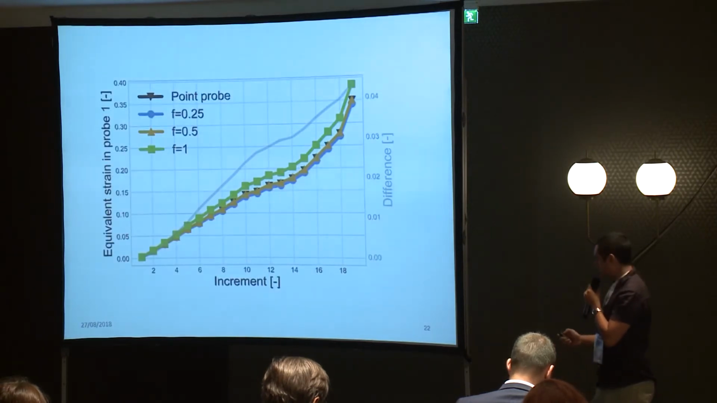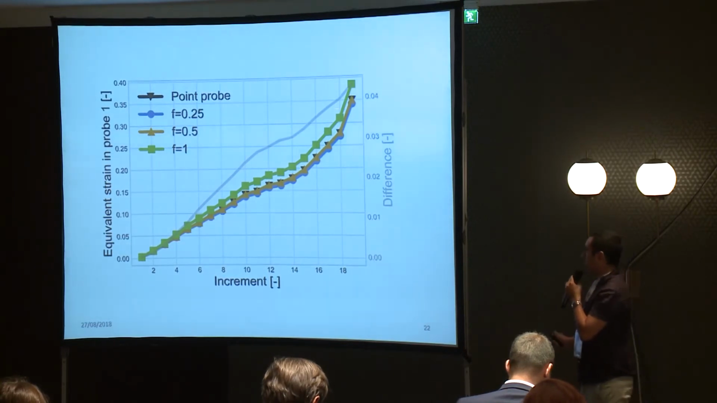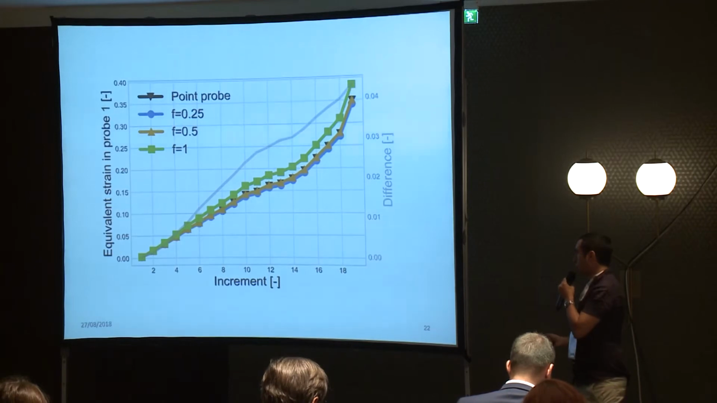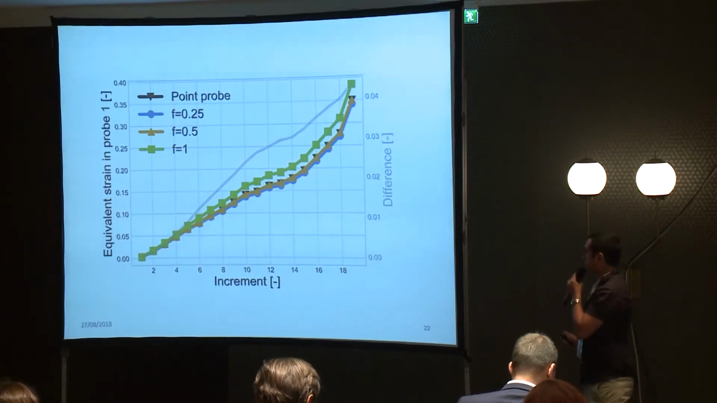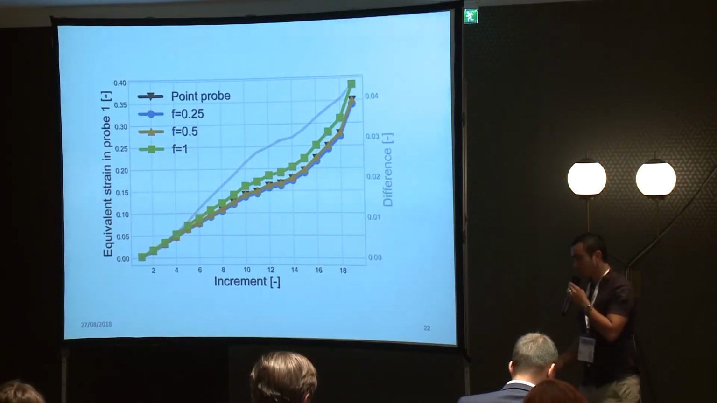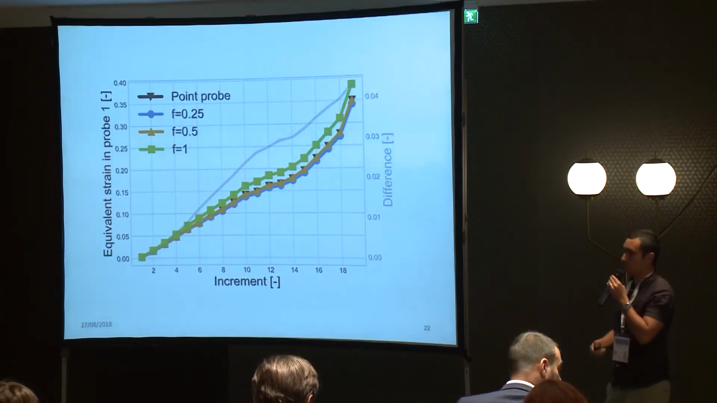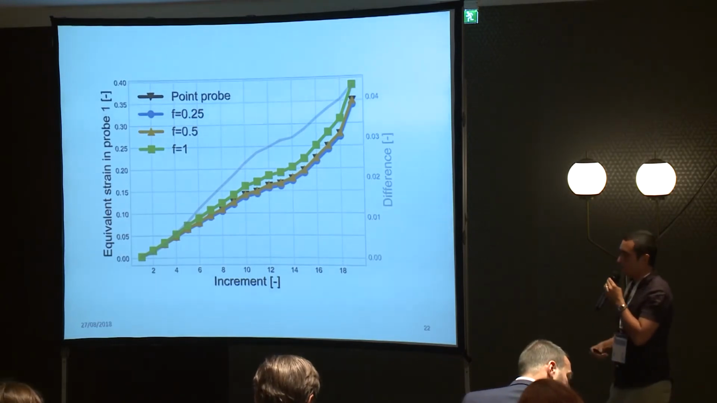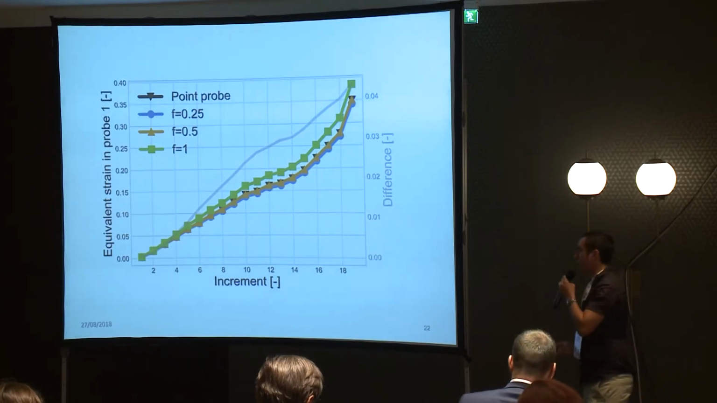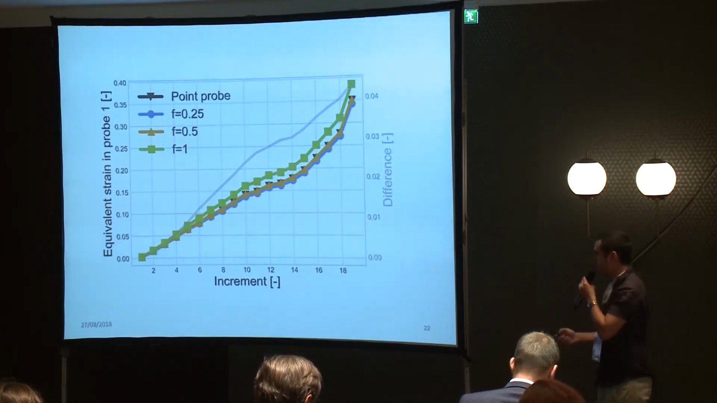So for the first probe, we obtain this. The green one corresponds to the largest probe, and when we decrease the size, we don't see a huge change for this probe, and we see that we converge very quickly in terms of spatial resolution. The reason is that this probe is located in the middle of a large intervoid ligament, and the strain field is somewhat homogeneous and diffuse in here.